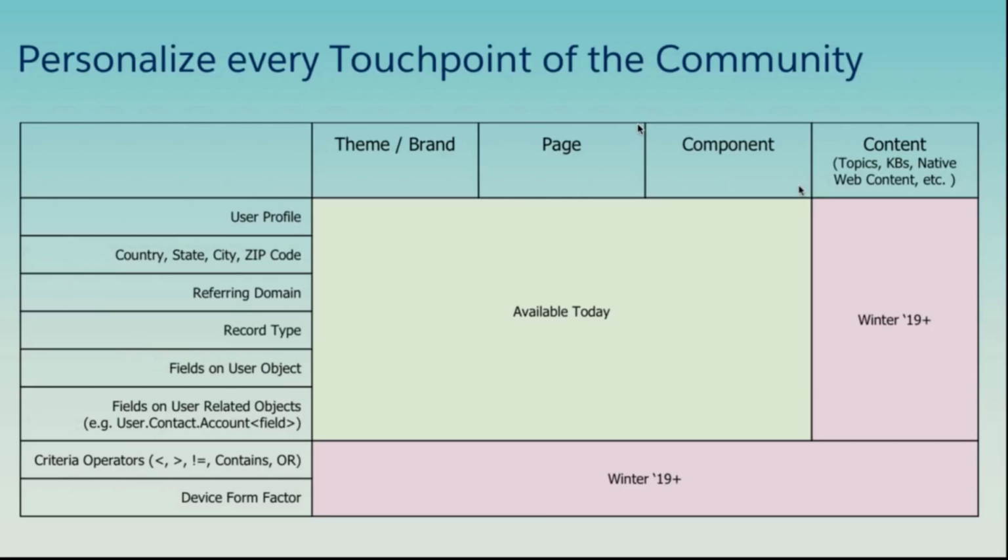We're also enabling criteria operators. So if you've used audience targeting, you know that you can't do criteria like, hey, I want to define an audience so I want a component to show for all users except users in Germany, right? So you can't do all of that. We'll be introducing new operators that will help enable that.